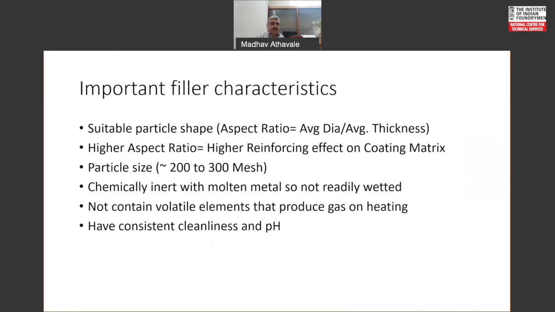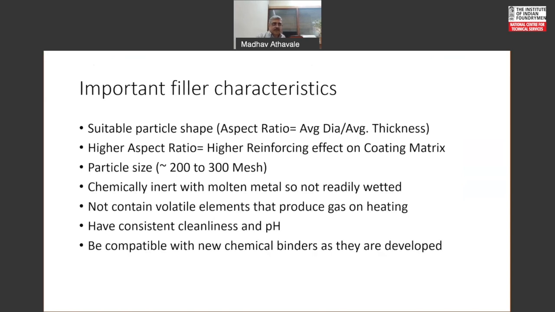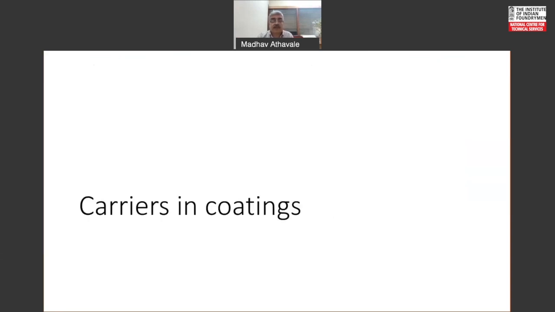Consistent cleanliness and pH. This is especially true for those which are processed, like you may have chromite or you can have magnesite, which will carry some gangue minerals. pH indicates whether it is acidic or basic and the reactivity with the metal. It has to be compatible with, see, we discussed the currently used common chemical binders, but this is slightly futuristic. Whatever you choose has to be compatible with any new binder system that may come. Let's have a quick look at carriers.